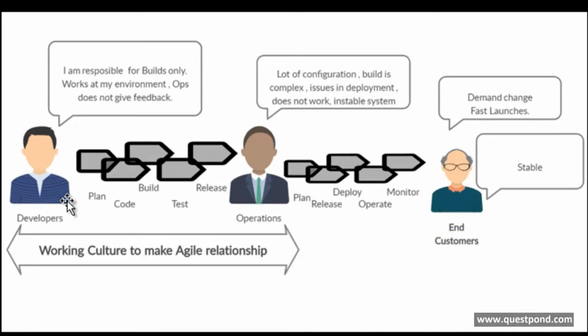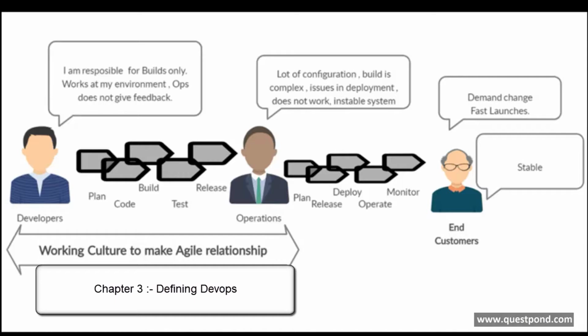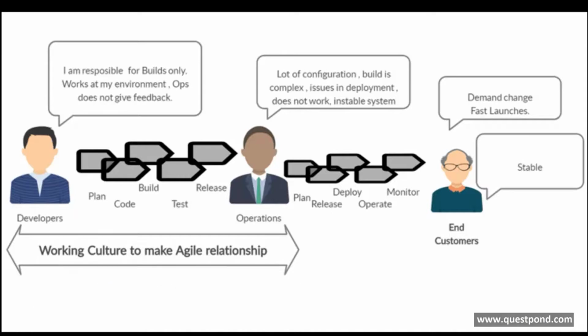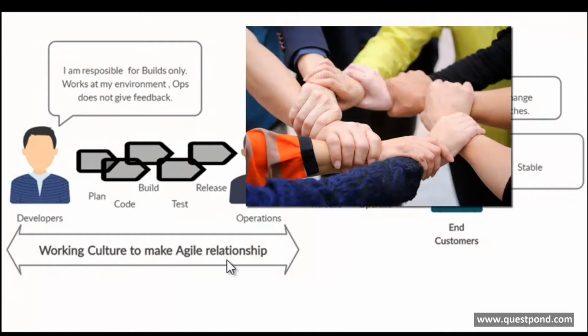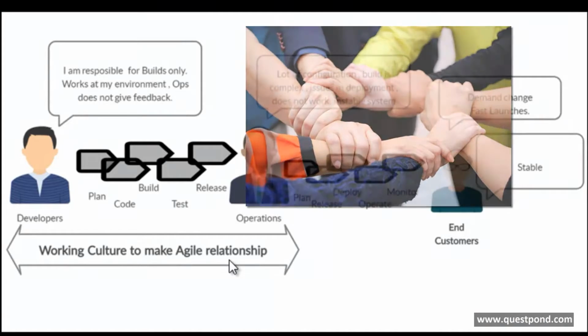So DevOps is trying to improve the relationship between the developers and operations. We can also say that DevOps is a kind of philosophy, a concept, a software development phrase. Please understand, it is not really a process. There is no process in DevOps. It is a concept, or rather, the word I like is, it is a working culture to make the relationship between the developers and the operations department more agile.